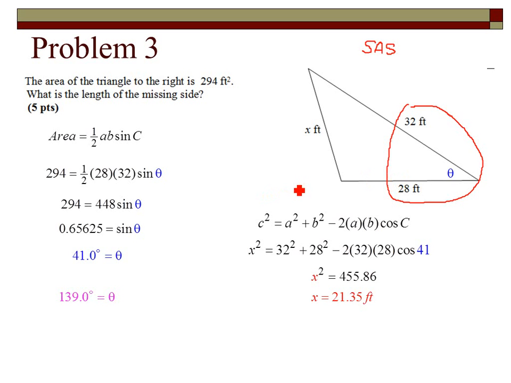So if I do 180 minus 41, I get 139 degrees. This angle could have been 139. The triangle would look different. My triangle now would go like this. That's the difference, where this is still 28. This one was 32, but now this angle here is 139.